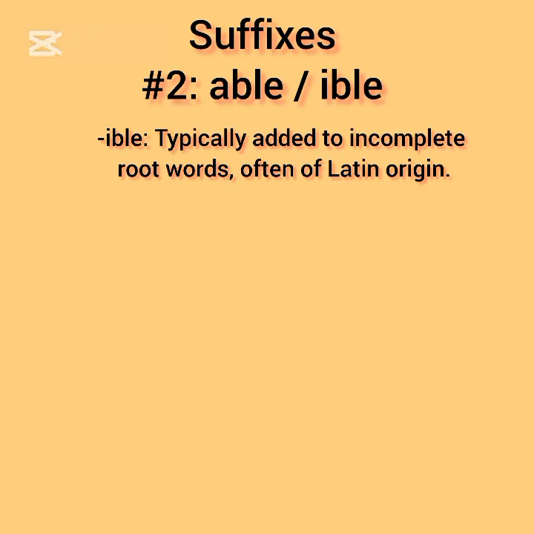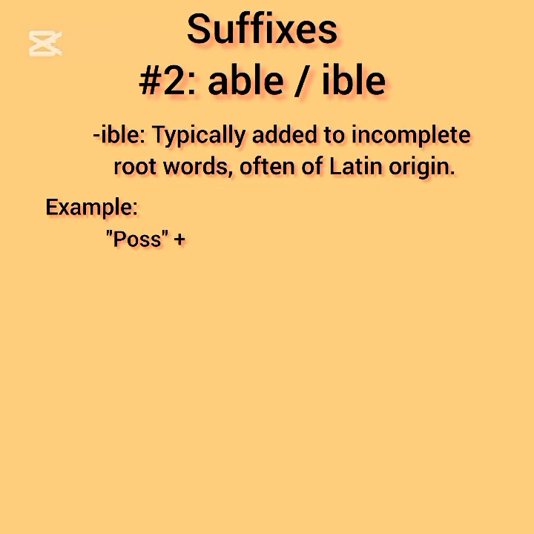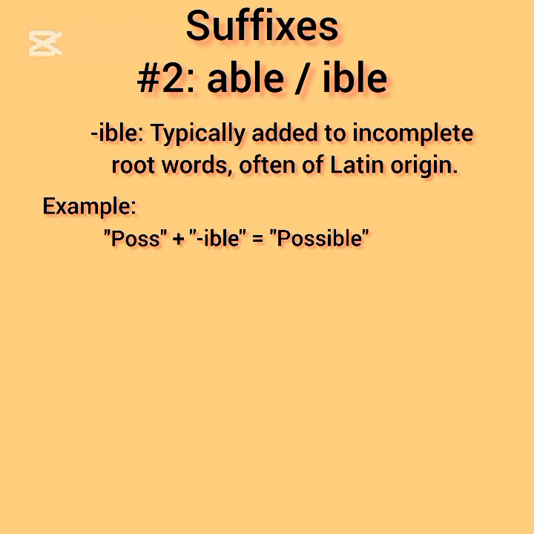And talking about suffix able, the suffix able is typically added to incomplete root words, often of Latin origin. For example, this word pause, which is derived from a Latin word posse. When we add pause with able, it is converted into an adjective called possible, which means feasible, or something that can happen or can be achieved.